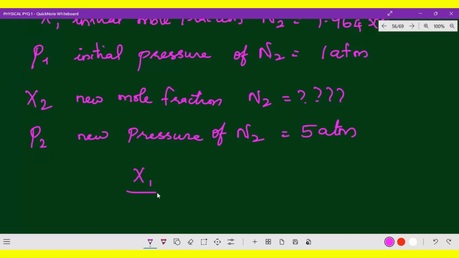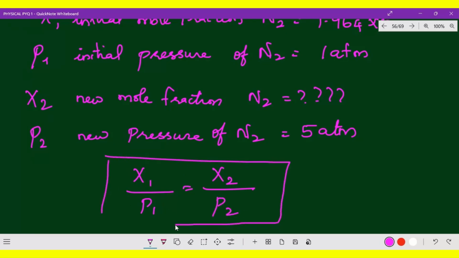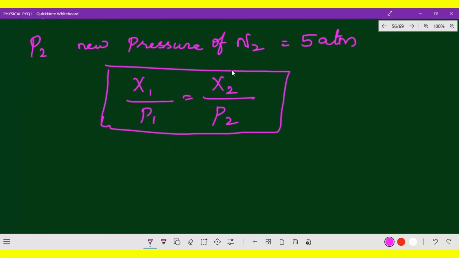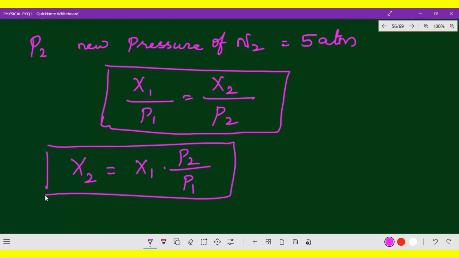Now this is the formula here. Chi1, that is mole fraction 1, divided by partial pressure 1, that is the initial, equals chi2, that is the new mole fraction, divided by partial pressure 2. So this is the formula, and we are going to apply it with all the values provided here. Now we bring out chi2, that is x2, so the formula becomes chi1 into P2, the new partial pressure, divided by the initial P1. This is the way you can apply the values. Hope you got the clarity.